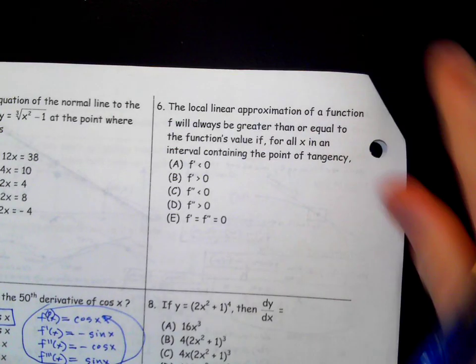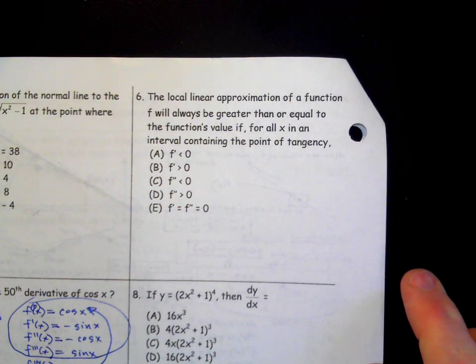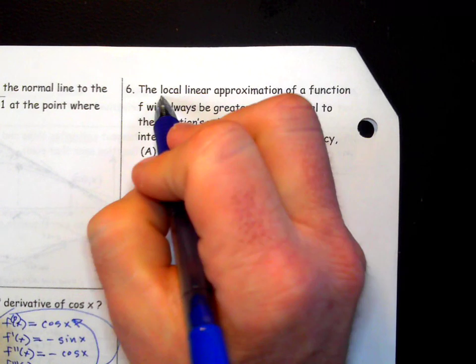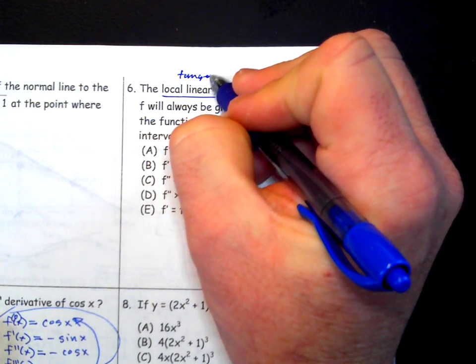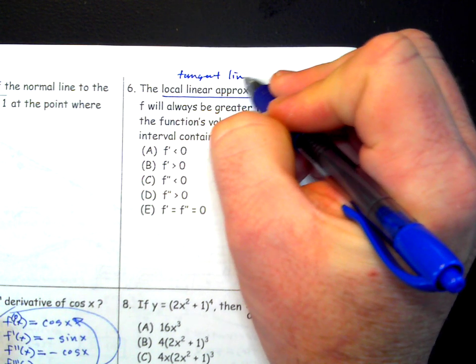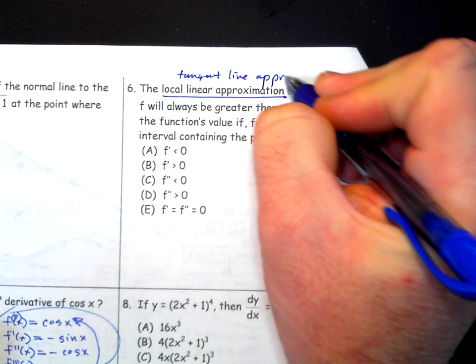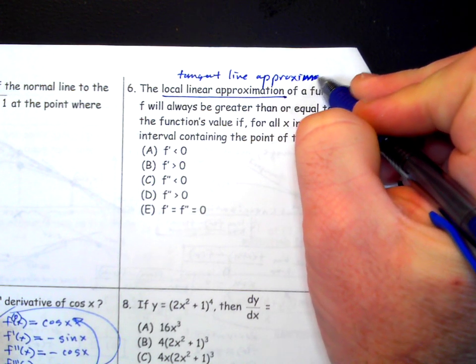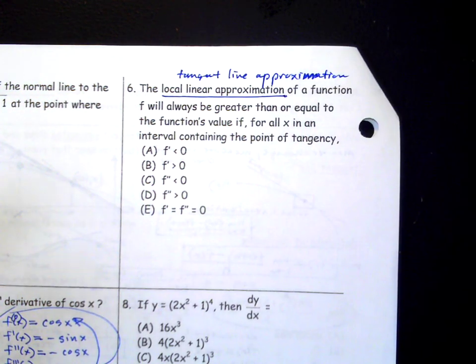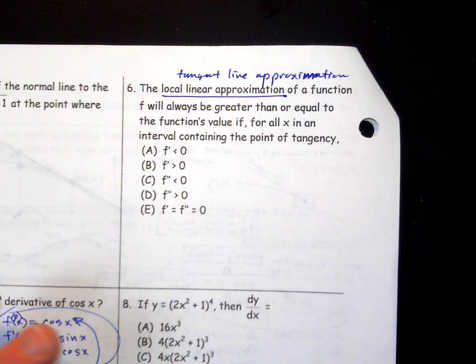Okay, let's look at number 6 together. The local linear approximation. That's another word for tangent line approximation or estimation, or use the tangent line to estimate the function. Essentially, it means just we're using a line, linear. Local means nearby. Tangent line to approximate a curve.